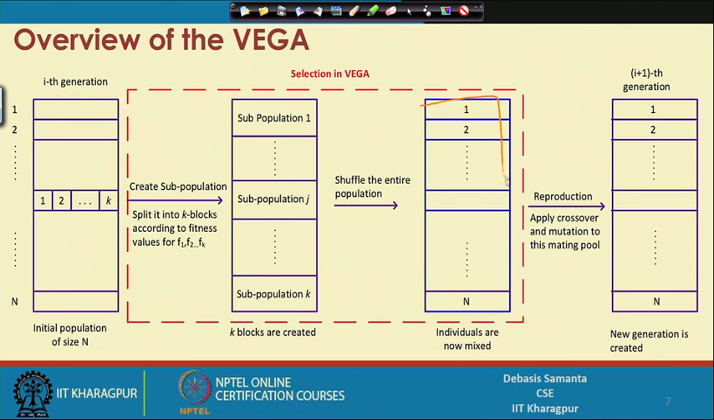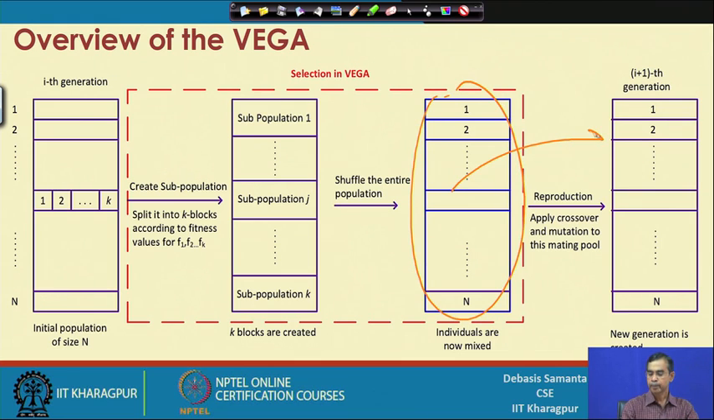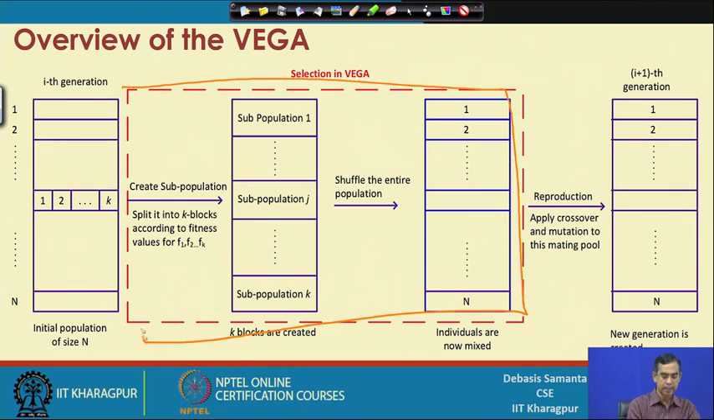After shuffling it will give a mating pool. In this mating pool a few solutions are very good with respect to an objective function in a particular region, and the others will be inferior. Once this mating pool is created, we follow the same reproduction technique as in the genetic algorithm, and from this mating pool we create the population for the next generation, the (i+1)th generation. So, this is the idea about VEGA, and we can understand that VEGA has a different approach as far as the selection technique is concerned. Now, we will discuss how the subpopulation is created, how shuffling occurs, and how VEGA completes a cycle.